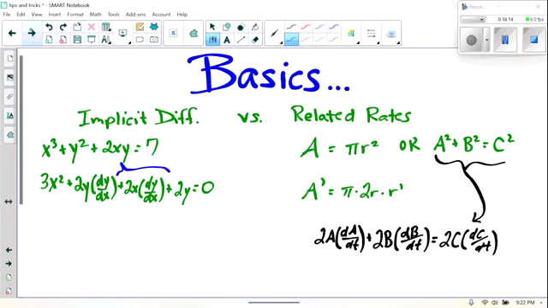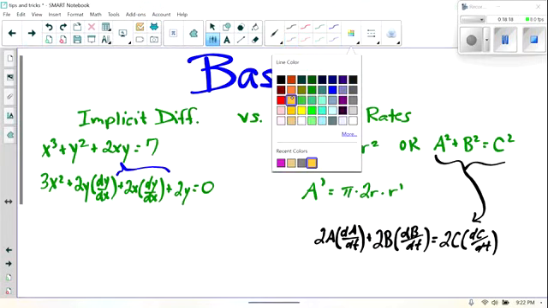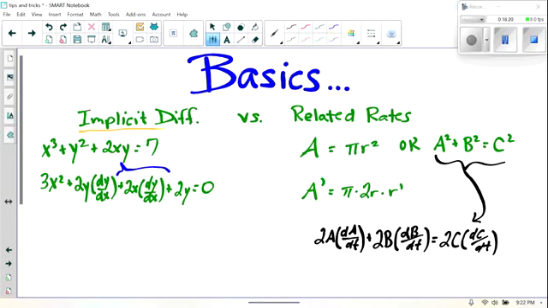Implicit differentiation versus related rates. Oh, goodness gracious, guys. Implicit differentiation is they just give you an equation with x's and y's. You take the derivative of x just as it is, the derivative of y the same way as x, except every time you take the derivative of a y, you need to write dy dx next to it.